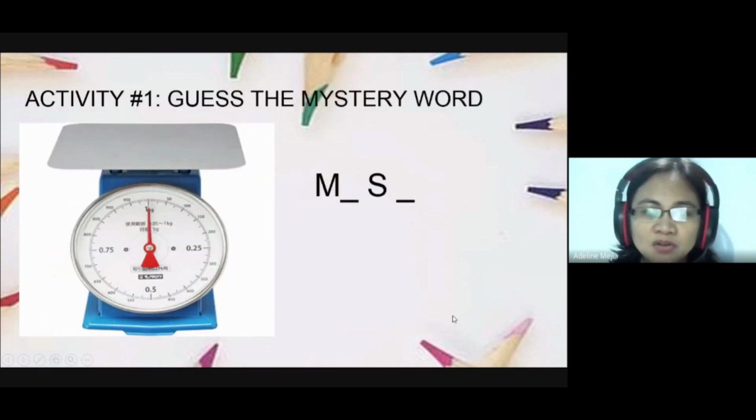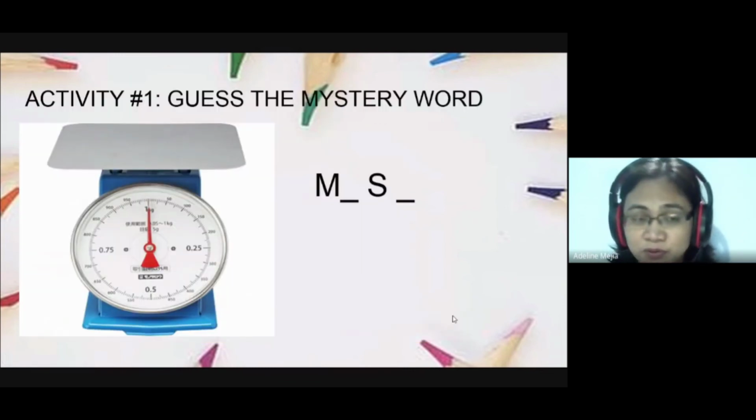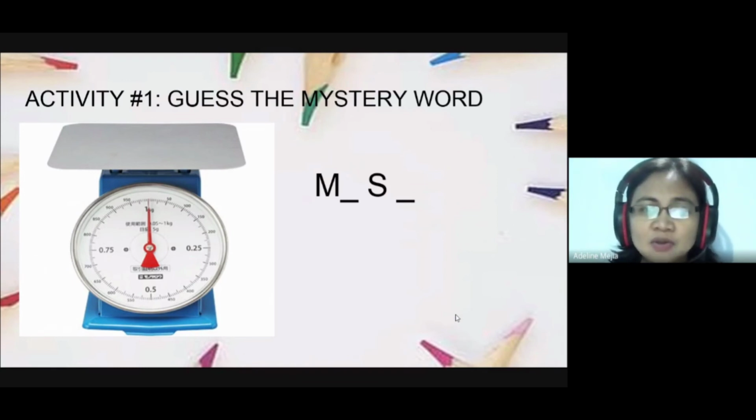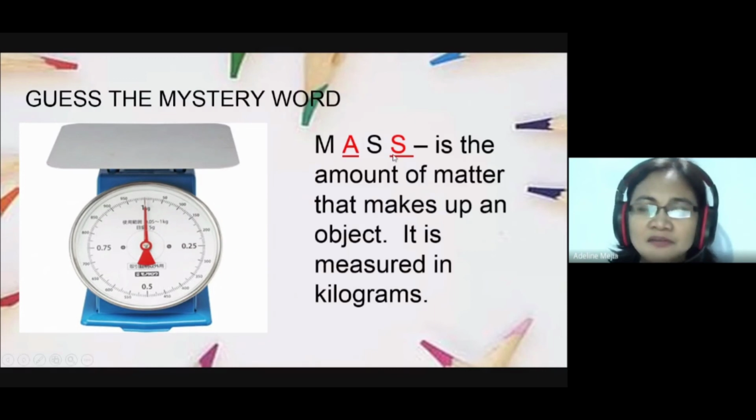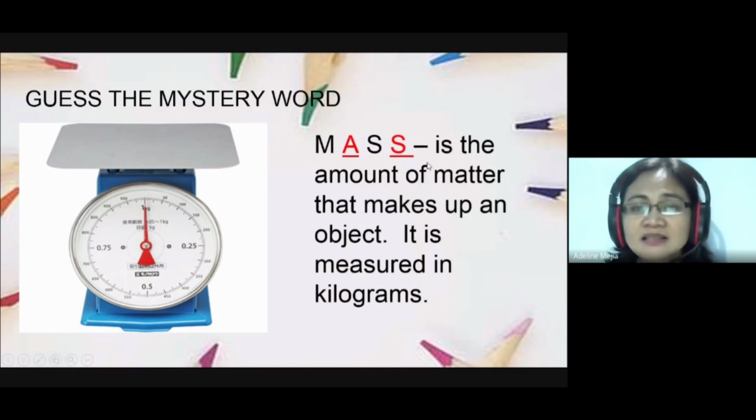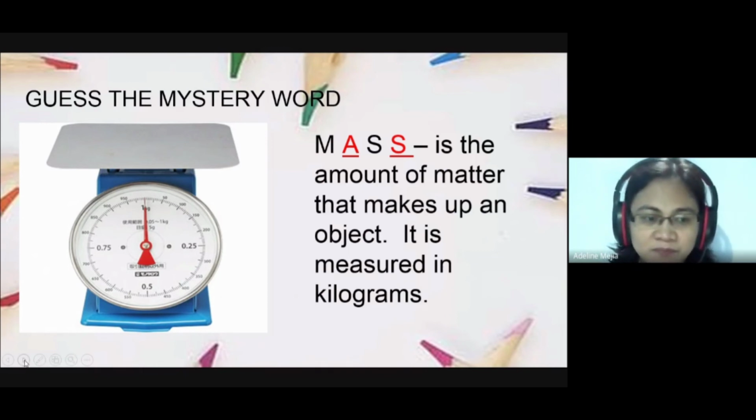So now moving on to our lesson for today's session, let's have activity number 1. You have to guess the mystery word given the image on your screen. What is the mystery word for this image? You answered mass. Let's check if it's correct. Very good. Mass is the amount of matter that makes up an object, and it is measured in kilograms.